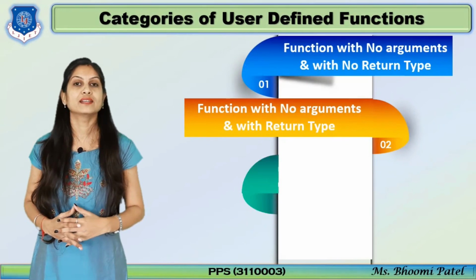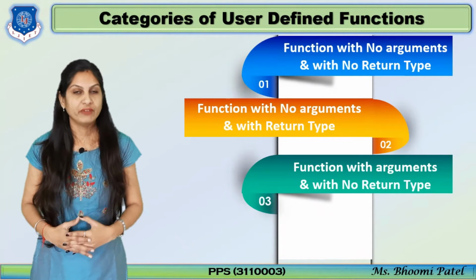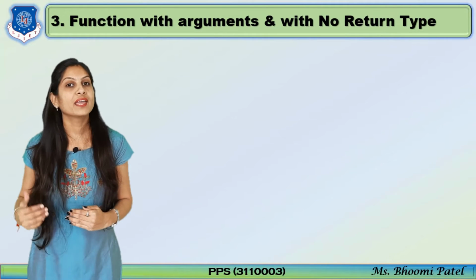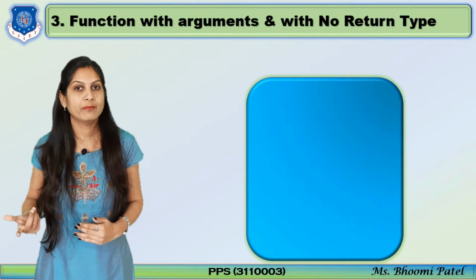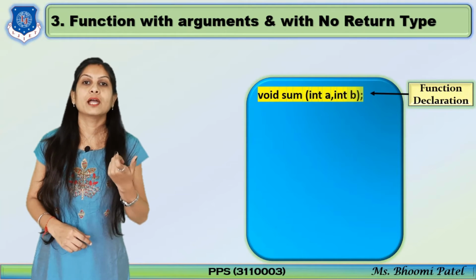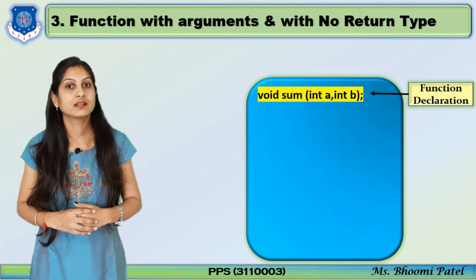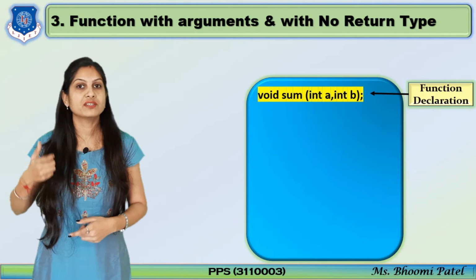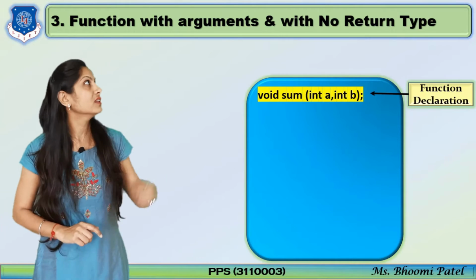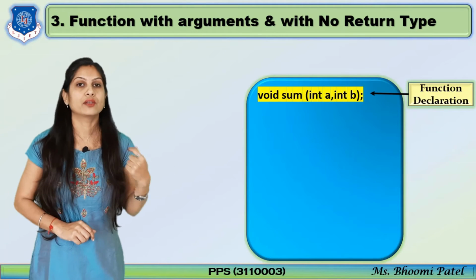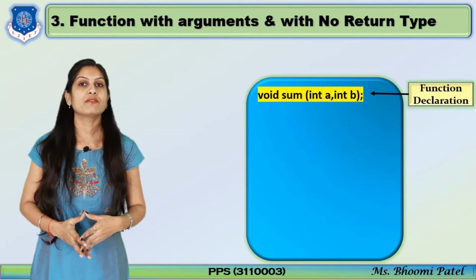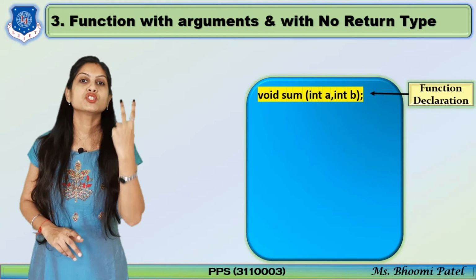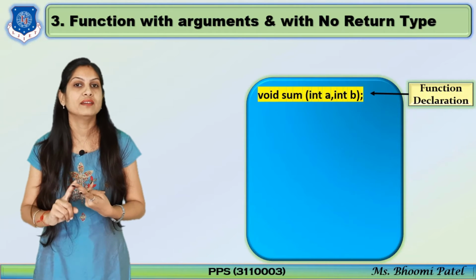Now move to the third category, that is function with argument and with no return type. Clear? So here again the word is no return type, meaning we have to write return type void, but now our category is changed. Instead of keeping the bracket parameter blank, we have to put it, because the function category is with argument. Clear? And for that the function definition is just like void sum, and now inside the bracket we are passing two parameters, integer a comma integer b.